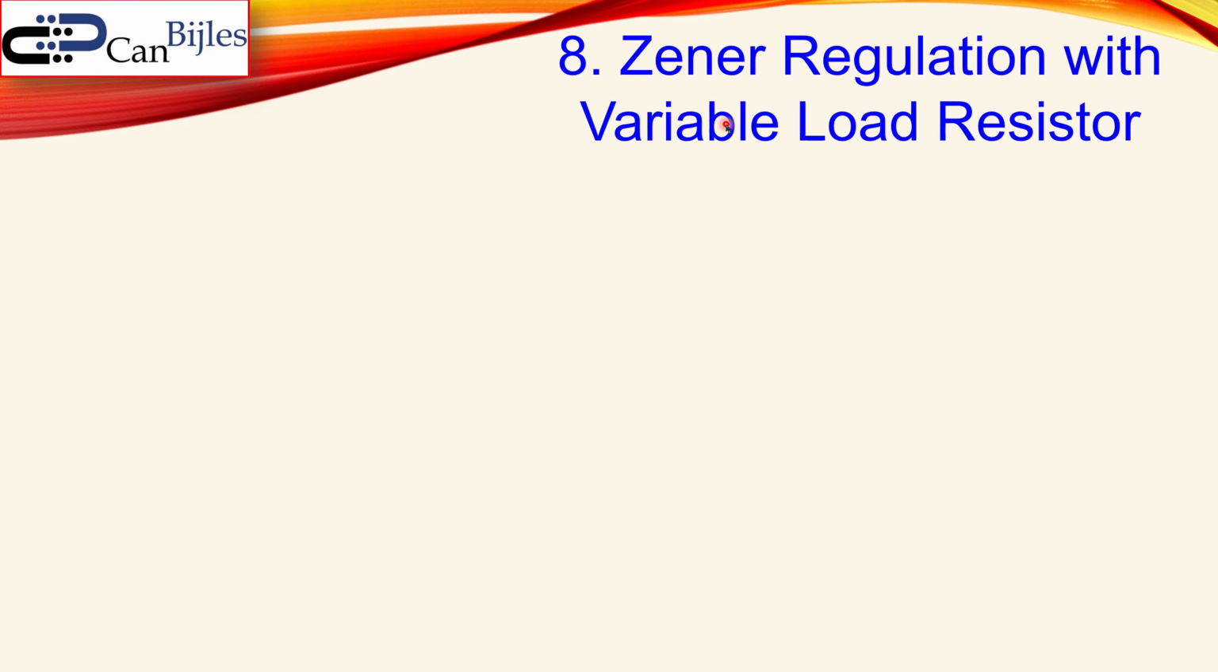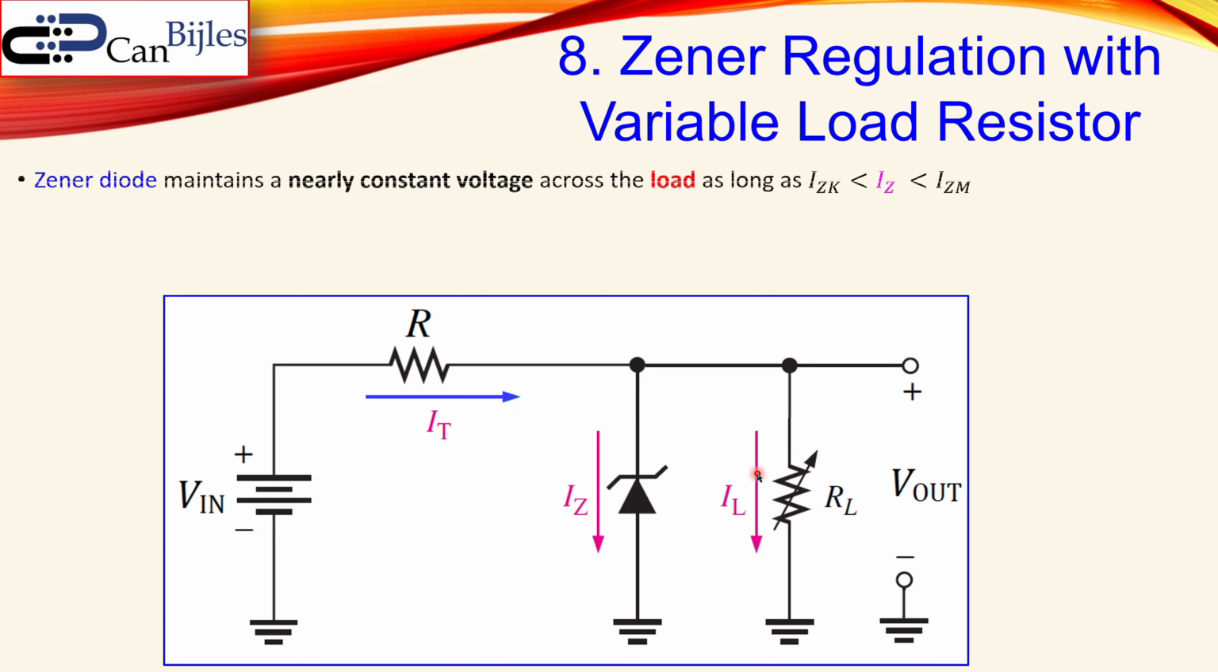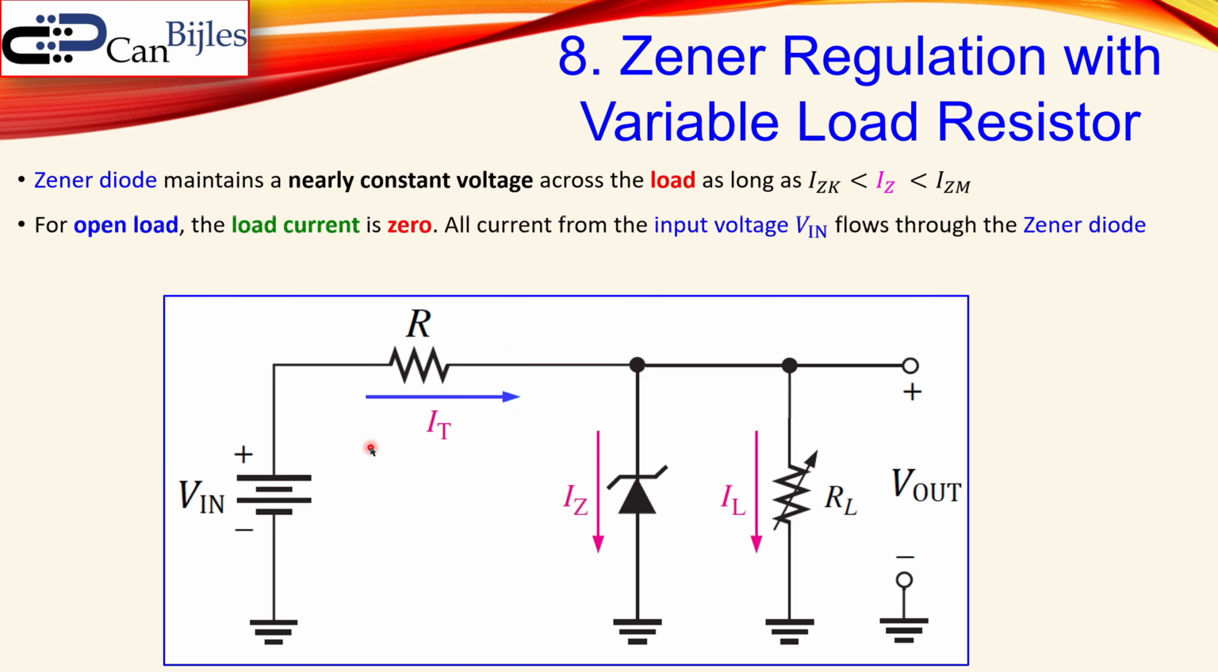Now let's look at the final topic, which is the Zener regulation, but using a variable load resistor. This is the circuit we can have. It's the input voltage, a resistor here, the Zener diode, but now we have a load which will change. It can be open in the extreme case, but it can also be a short in another extreme case. So the Zener diode maintains a nearly constant voltage across the load as long as this Zener current here is between these two values for the minimum and the maximum. Now for open load, the load current is 0. All current must then flow through these two devices, R and the Zener diode.